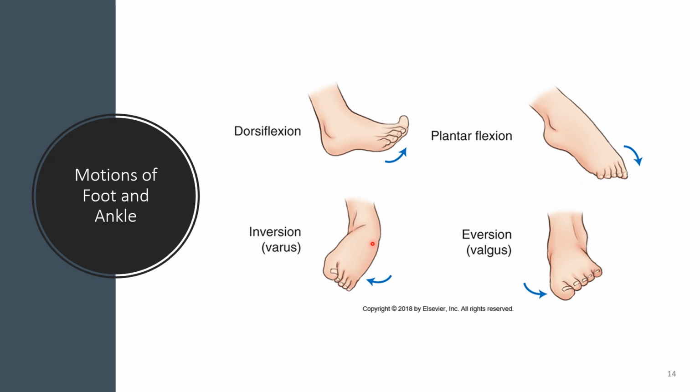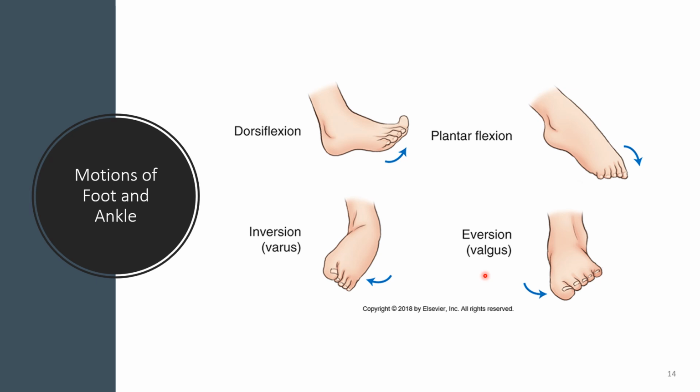Inversion is where you're turning the foot inward, you're inverting it. And eversion is where, so this one you're coming more towards the middle with your motion, and eversion is going away from the middle. So it's also referred to as varus and valgus. Okay, and that's 6.37 on 223.